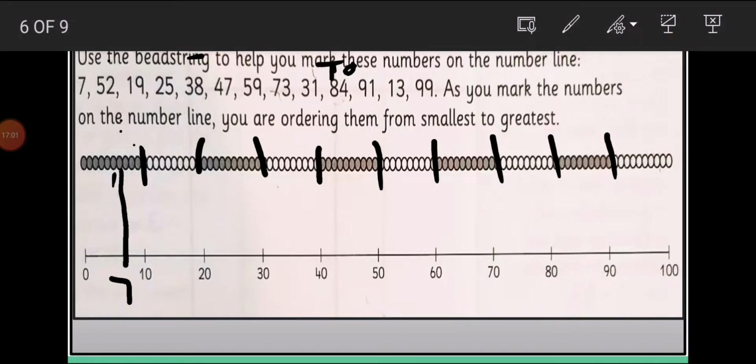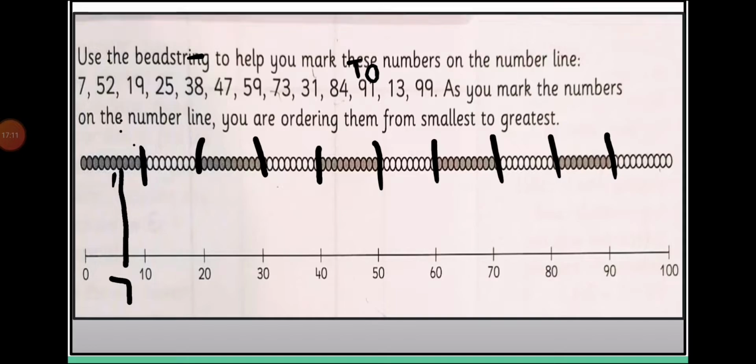The next number is 91. So put the place value. 1 is ones because 1 is on right side. 9 is tens. So in 91, 9 are tens and 1 is ones. So find out where is 9 tens, 90, on bead string, and count 1 more. Then mark it and then put the 91 on the number line on its correct place.